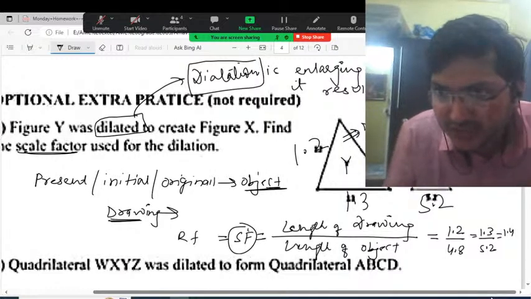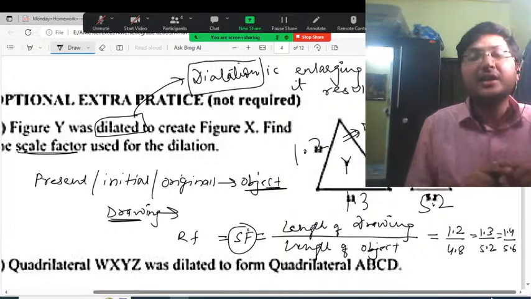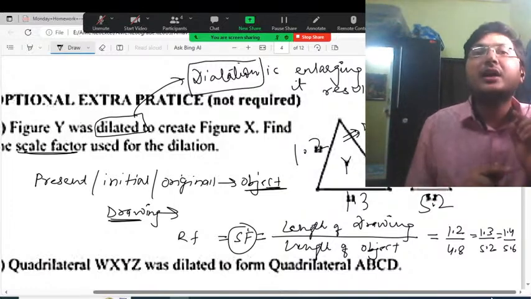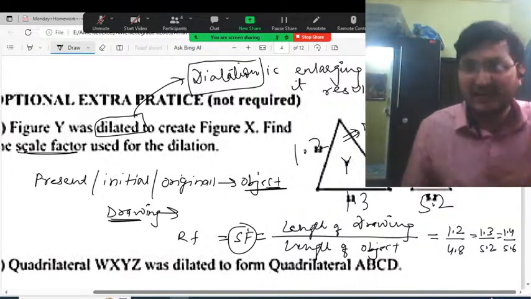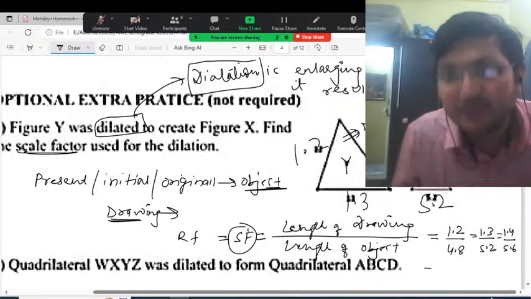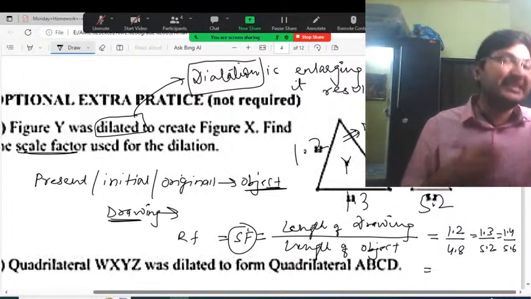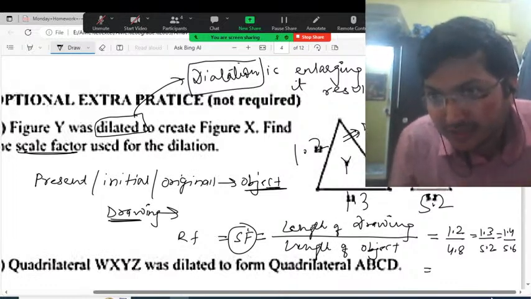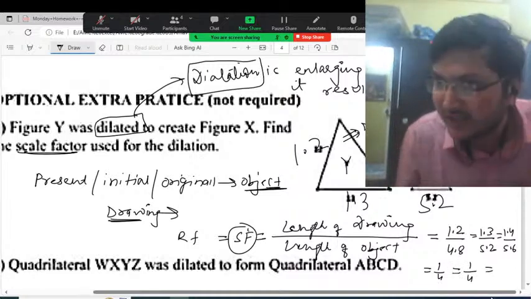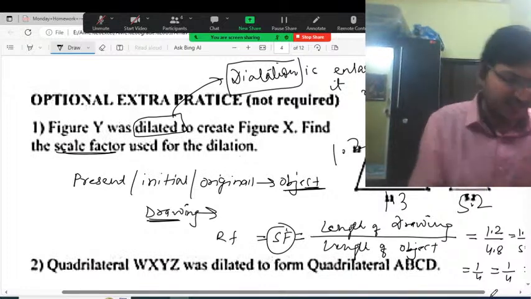They all should give you the same result, because dilation never gives you non-similar figures. It always gives you similar figures. That's why this must have the same SF for all sides. All sides should be scaled with the same proportion. Here you will get 1 over 4, here you will get 1 over 4, here you will get 1 over 4. Now here this is a reducing dilation.